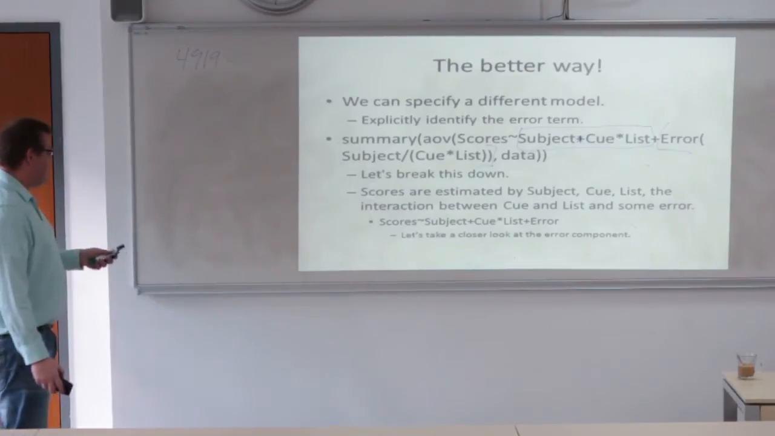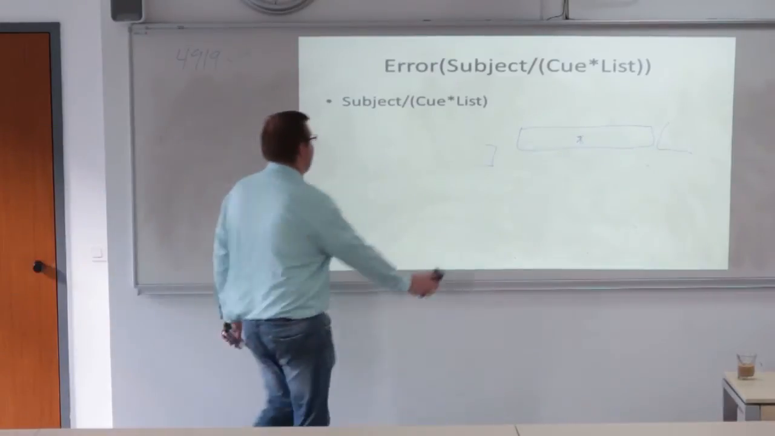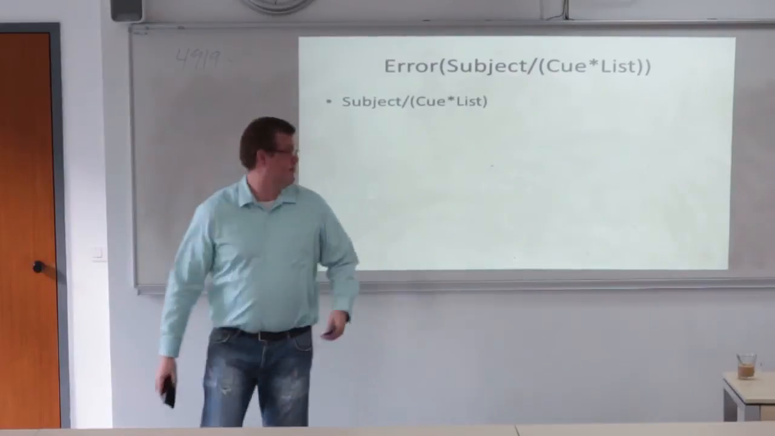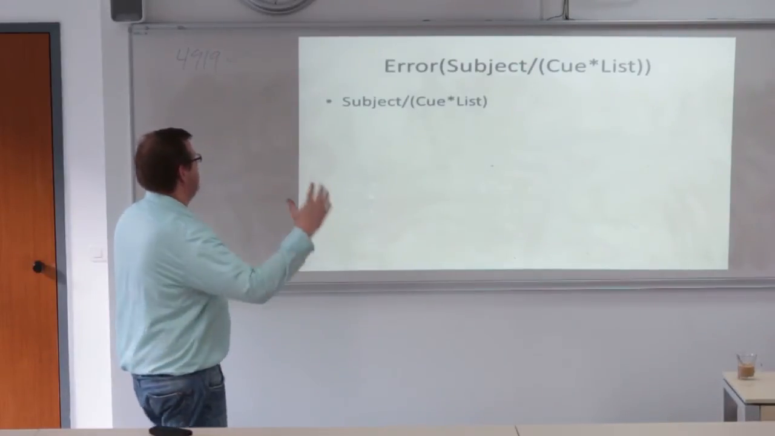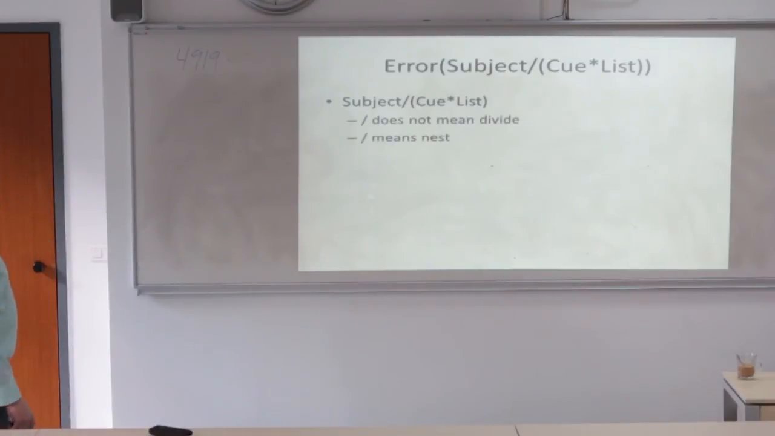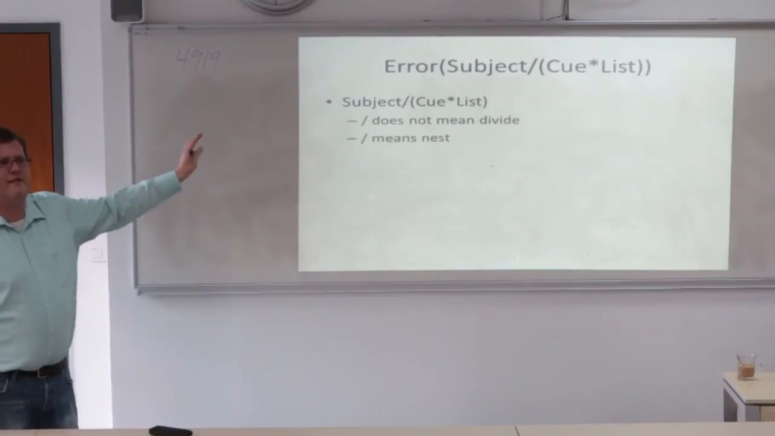So, the error, though, is something that we're going to have to specify. So let's take a look at it a little bit closer. So we have this error equals subject forward slash in parentheses Q by list. Okay. The forward slash here does not mean to divide.